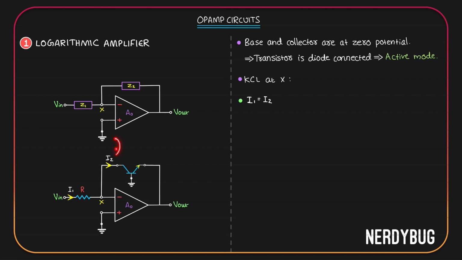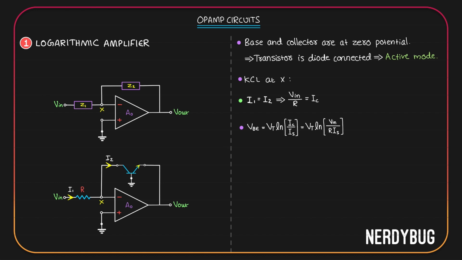And I2 is the collector current IC. So that gives us V in by R is equal to IC. We have a transistor over here. We know the base emitter voltage of a transistor is given by Vt log of IC by Is. Vt is the thermal voltage, 26 millivolt. IC is the collector current. Is the saturation current. In this case, IC is equal to V in by R. So we can modify the equation like this.